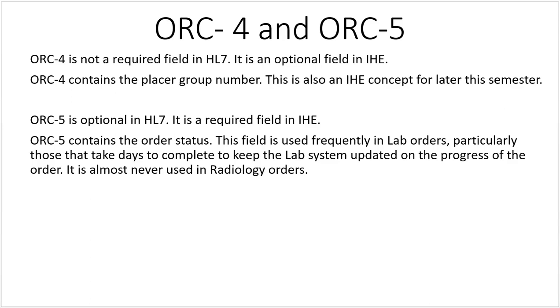4 and 5. 4 is not required by HL7 and it's optional in IHE. 4 contains the placer group number, another IHE concept for later in the semester. 5 is optional in HL7, required in IHE. It contains the order status. This field is frequently used in lab orders, particularly those that take days to complete, to keep the lab system updated on the progress of the order. It's almost never used in radiology orders.